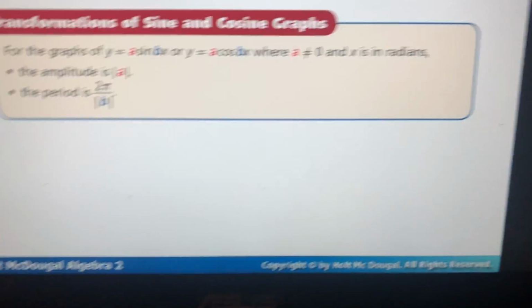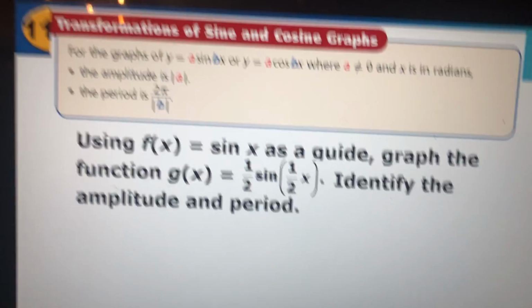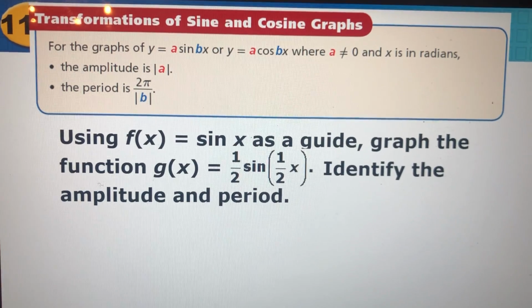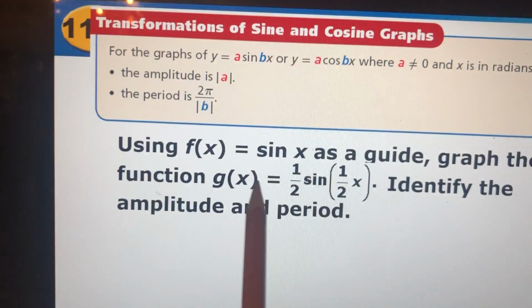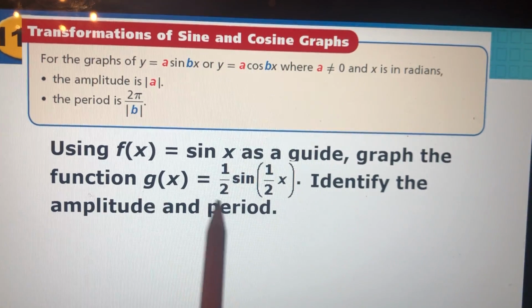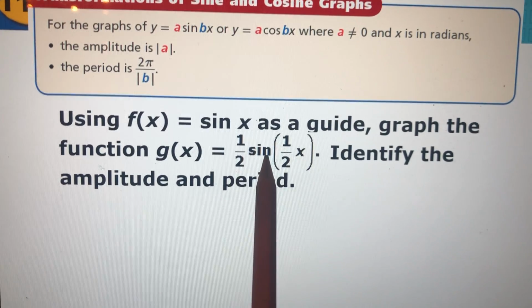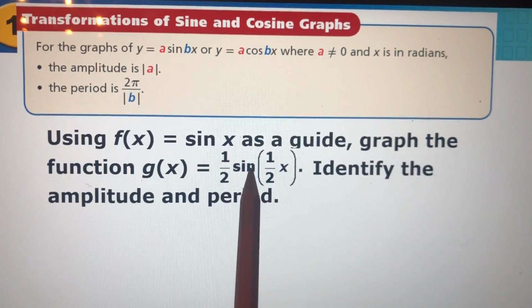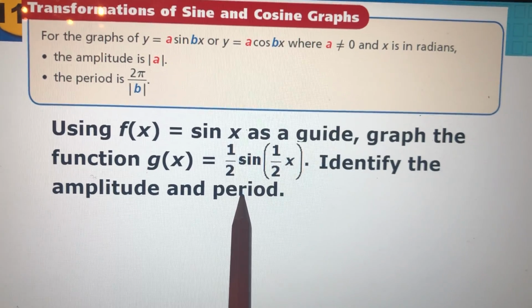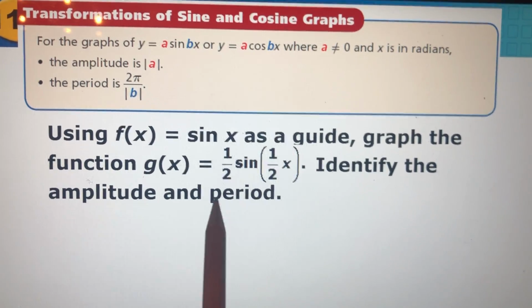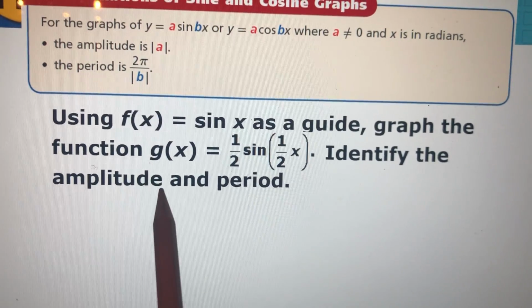So let me give you some examples, and then I'm going to give you some practice, all right? I have the formulas there at the top. Using the parent function, sine, as a guide, graph this function. Identify the period and amplitude. I'm not going to make you graph them right now, I'm just going to show you the graphs. But we are going to be able to identify the period and amplitude and know what that means graphically. What is it going to look like in the graph?